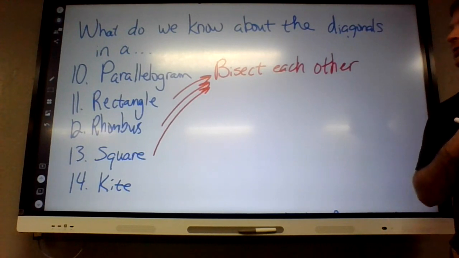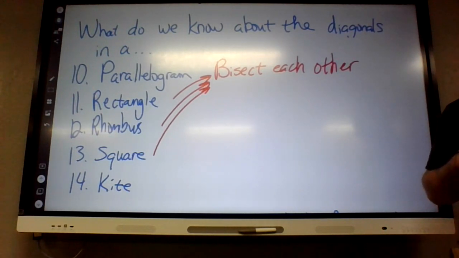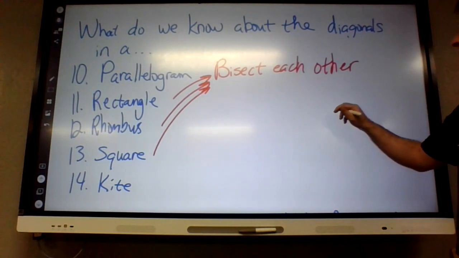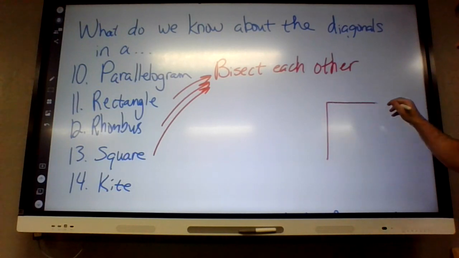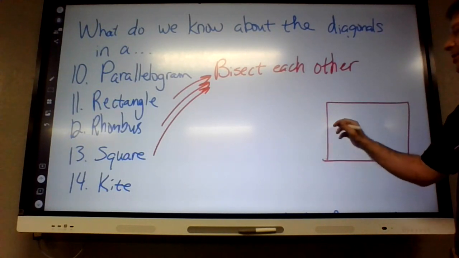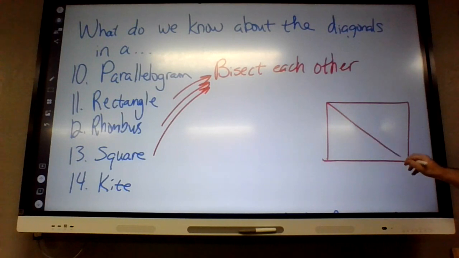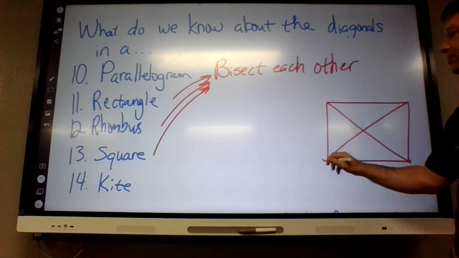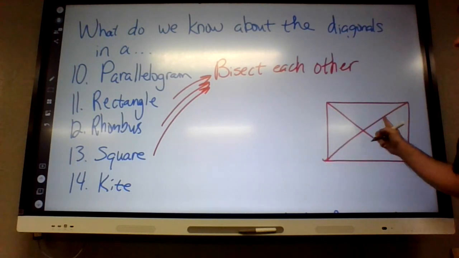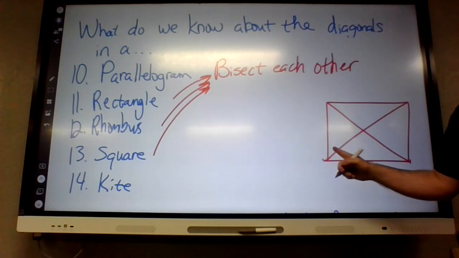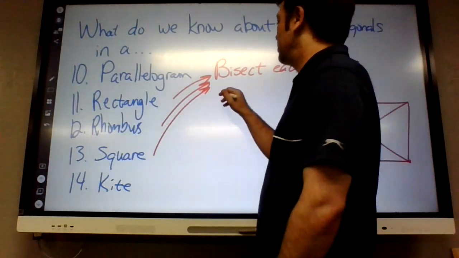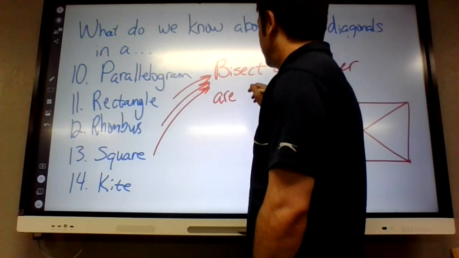Okay, rectangle, though, we know something else. What do we know about the diagonals in a rectangle? If you think about it, what do we know about these two? They're the same. So they are congruent.